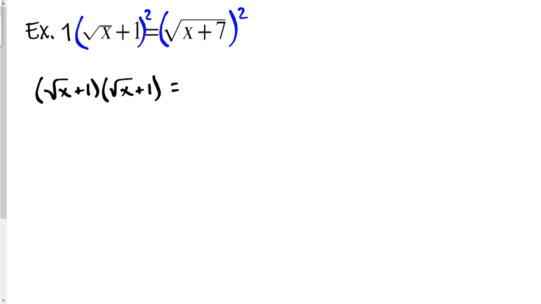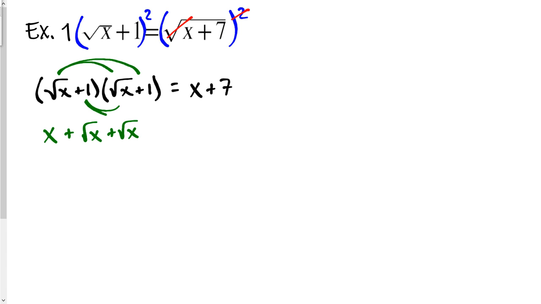Then on the other side, we know that the square and the square root are inverse operations, so they will undo each other. And all I'm left with over here is x plus 7, okay? But I have to simplify what was on this side of the equation. And to do that, I'm just going to use the distributive property, okay? So the square root of x times the square root of x is, by definition, just x. The square root of x times 1 is just 1 square root x. 1 times the square root of x is also the square root of x. And then 1 multiplied by 1 is obviously just 1, okay? So we're just using the distributive property.